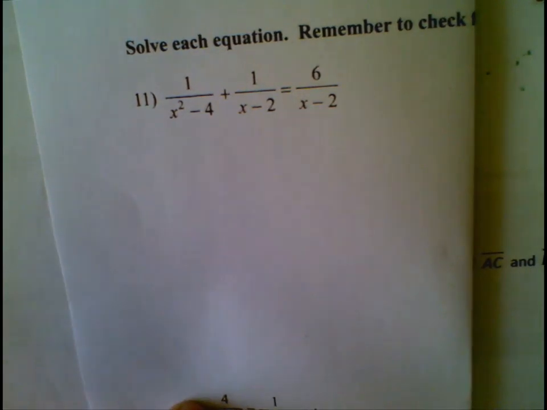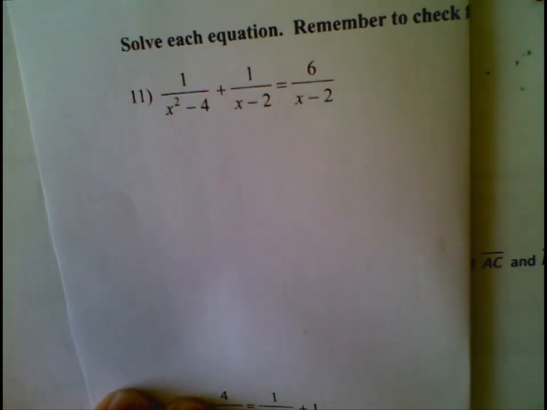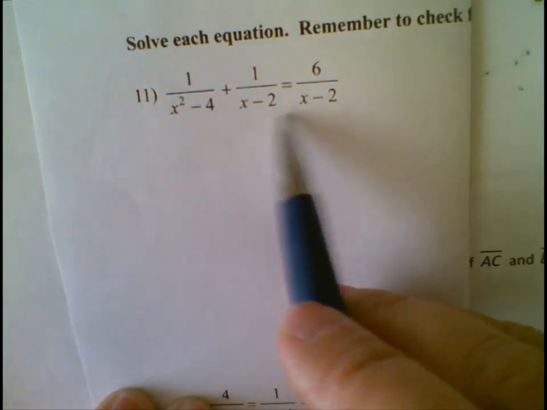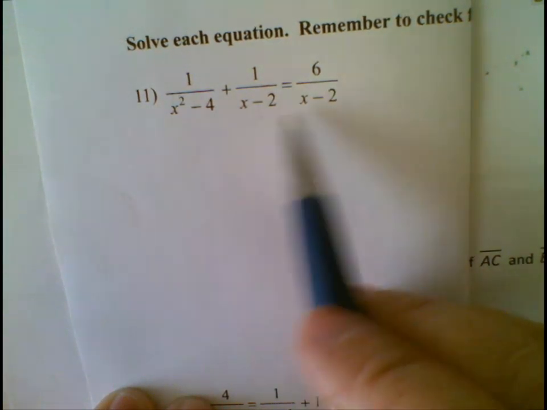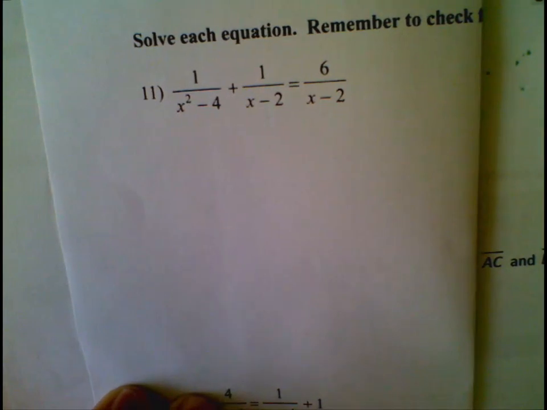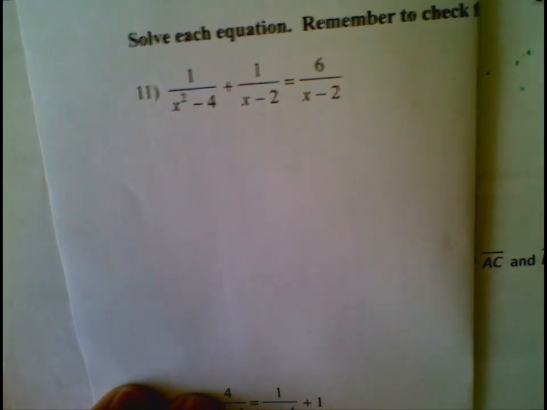All right, when it comes to solving rational equations, you are going to need to find a common denominator. Now, these two expressions have the same denominator, x minus 2. However, this one's different. So the first step is factor anything that needs to be factored.